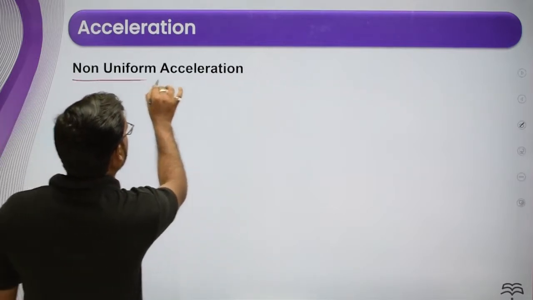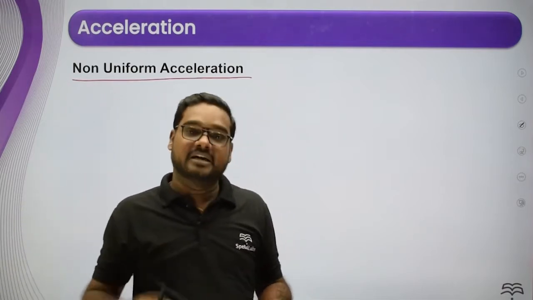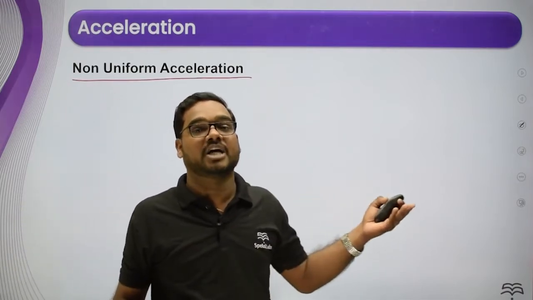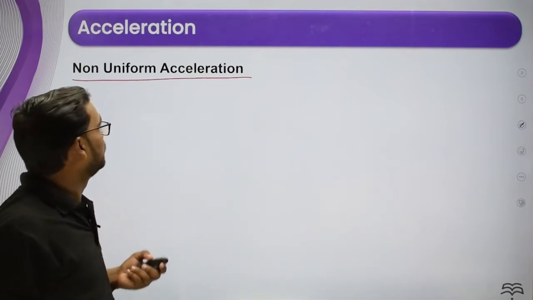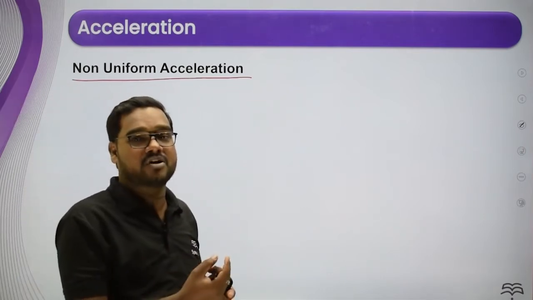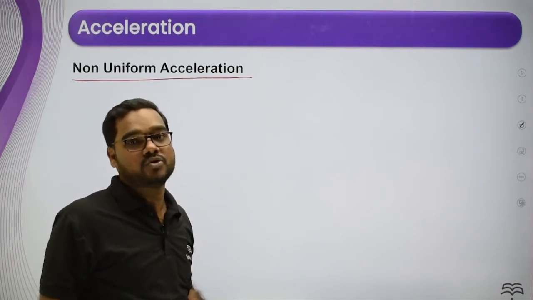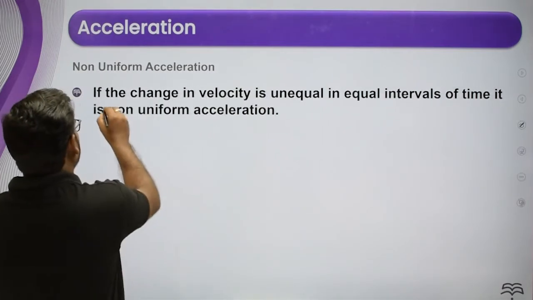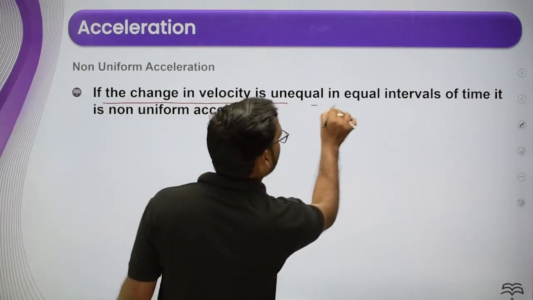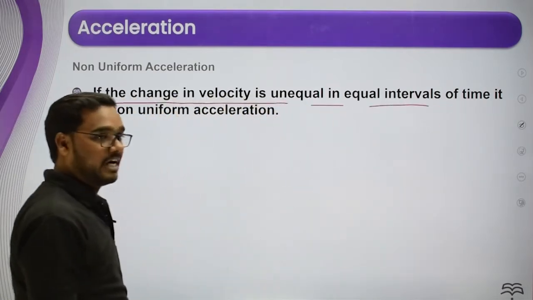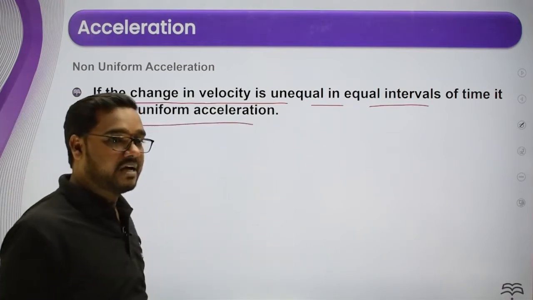Now we have the second thing, that is non-uniform acceleration. If in equal time intervals the change in velocity is unequal, you can say that such type of acceleration is non-uniform acceleration, because the change in velocity is unequal, whereas the time in each interval is the same. It is the change in velocity being unequal in equal intervals of time, as I have already discussed. So this is non-uniform acceleration.